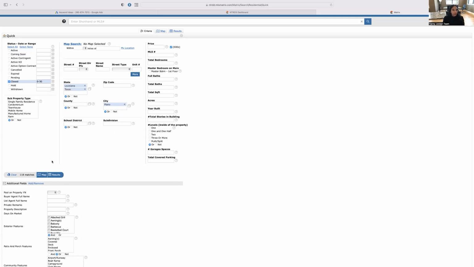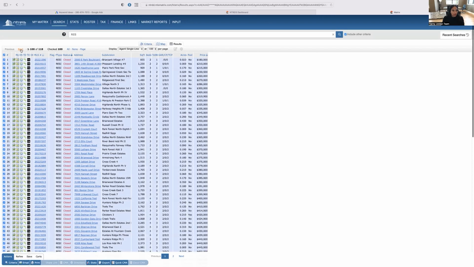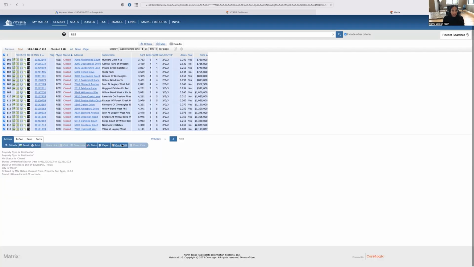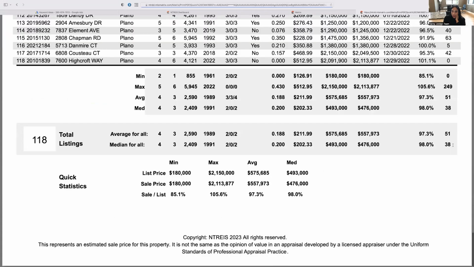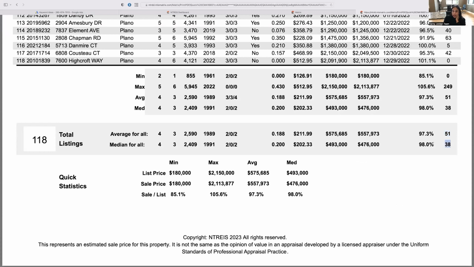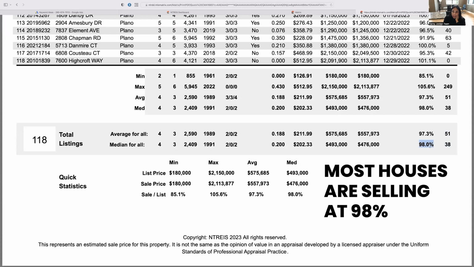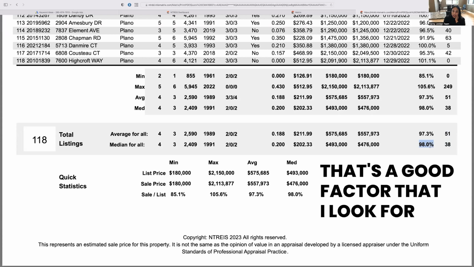I'm going to look at one other thing. So the last 30 days, I'm going to look at these results and I'm going to select all of them because I would just want to look at some numbers, including days on the market, average sales price, median sales price. So if I scroll to the bottom, on average, it's 51 days on the market. The median for all is 38 days on the market. Most houses are selling at 98% of what they list for. That's a good factor that I look for.